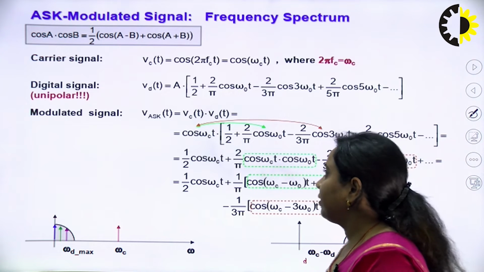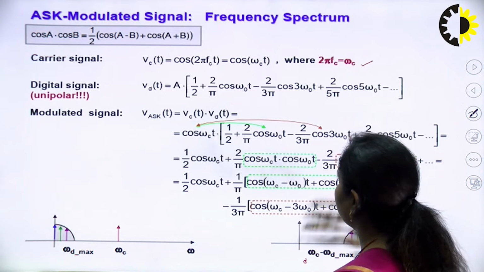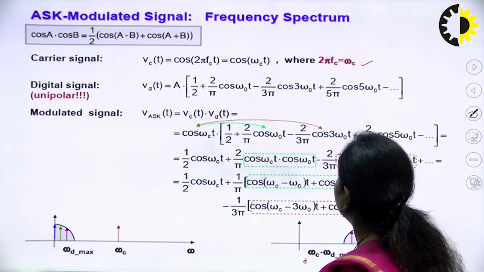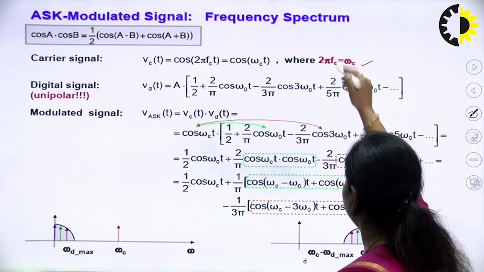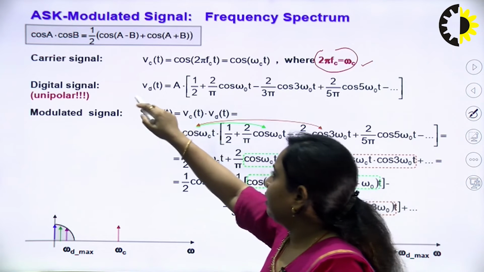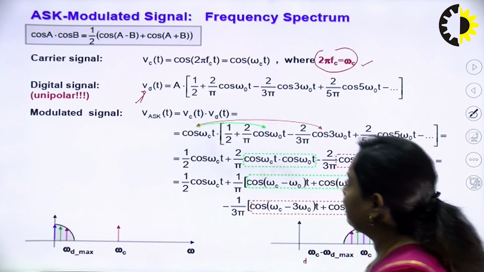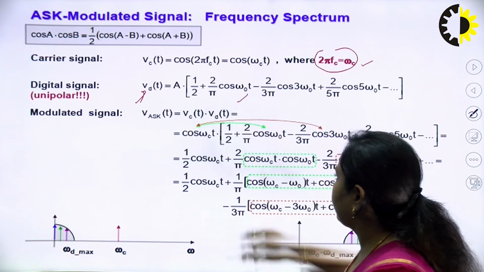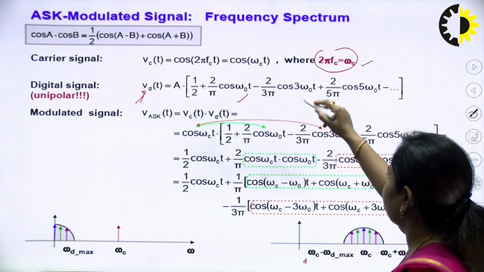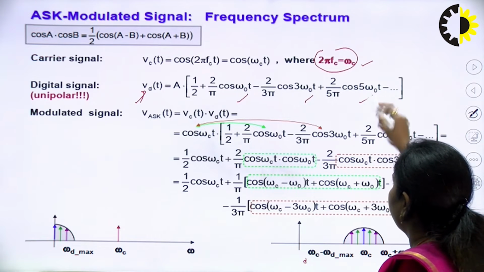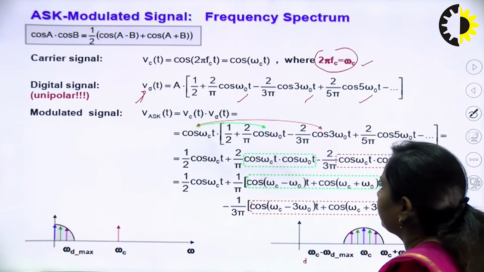So, this is the carrier signal, that is VC cos omega C t, where omega C can be represented by 2 pi FC. Now, this is the digital signal which is unipolar in nature. So, VDT is equal to A multiplied by half plus 2 upon pi cos omega naught t minus 2 upon 3 pi cos 3 omega naught t plus 2 upon 5 pi cos 5 omega naught t.